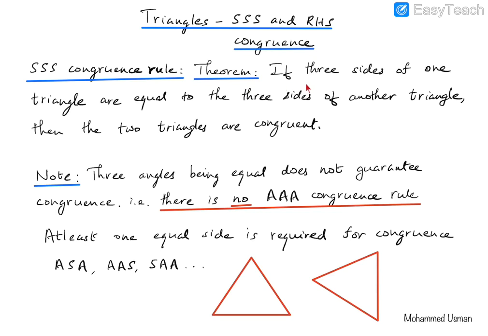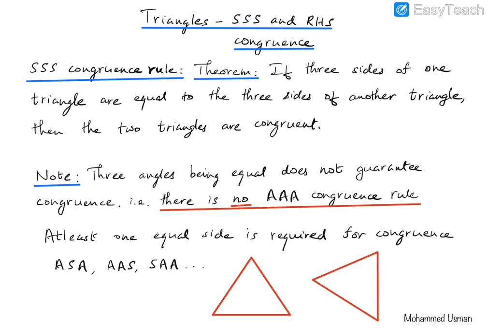So the theorem states that if three sides of one triangle are equal to the three sides of another triangle, then the two triangles are congruent. Now, if you look at these two triangles here, this is a triangle with three sides equal to the three sides of the other triangle. For example, this side here is equal to this side. The second side is equal to the second side of the other triangle. The third side of the first triangle is equal to the third side of the second triangle. So both the triangles are matching in all three sides. Therefore, these two triangles will be congruent as per the SSS congruence rule.